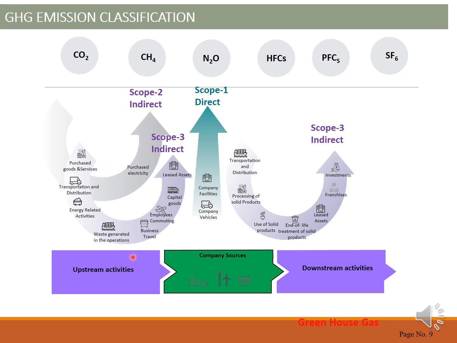And downstream and upstream are Scope 3: upstream leased assets, capital goods, employee commuting, business travel, and waste generation in operations are Scope 3. Scope 3 indirect emissions also include investments, franchises, leased assets, end of life treatment of sold products, use of sold products, processing of sold products, transportation and distribution. All come under Scope 3.